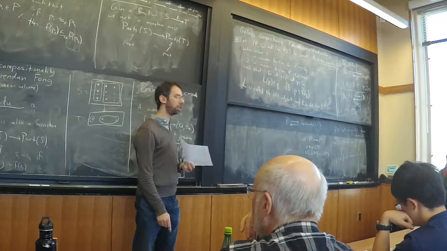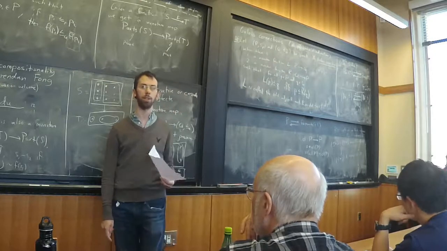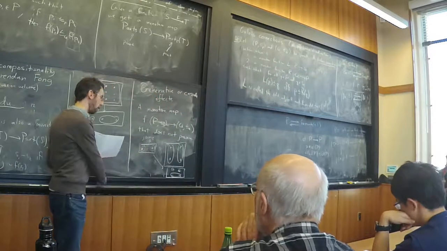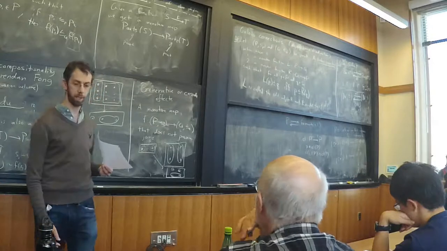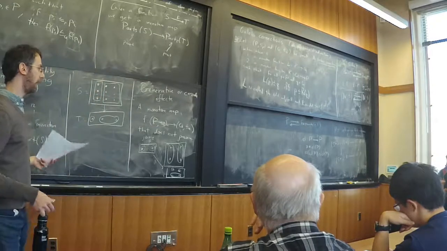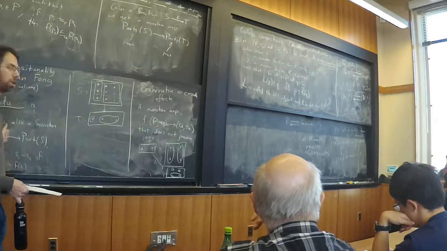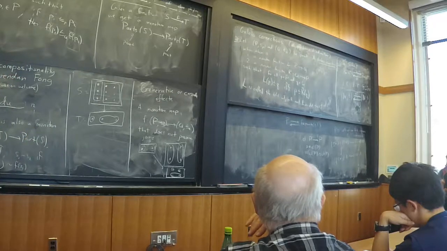Adjunctions kind of come up all over the place, like free groups in group theory, or free rings, or polynomial rings, or vector spaces. All of these things have adjunctions associated with them, and so we'll be getting to that later. So I'll give it back to Brendan.